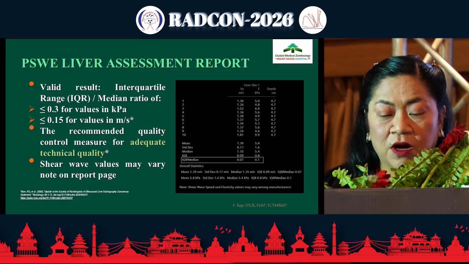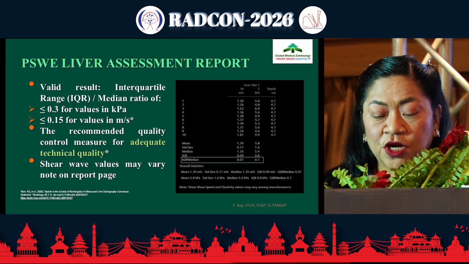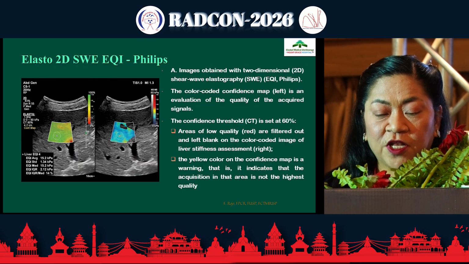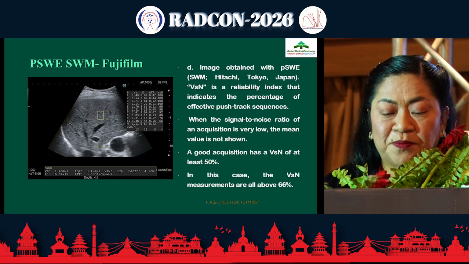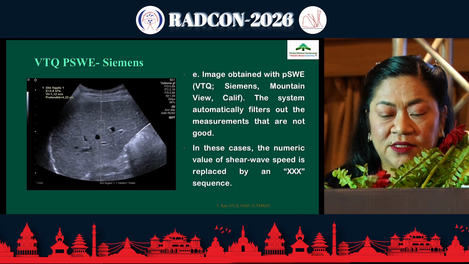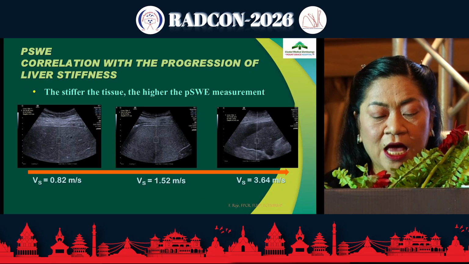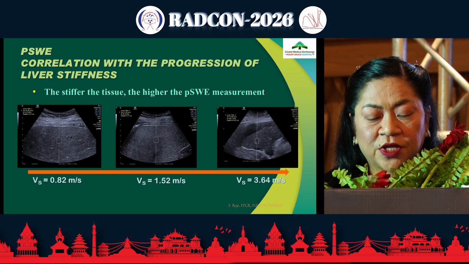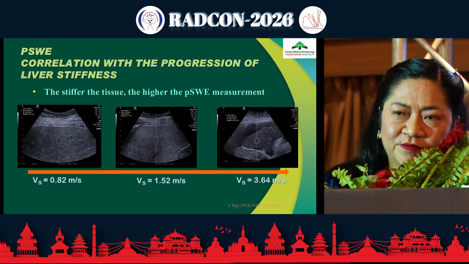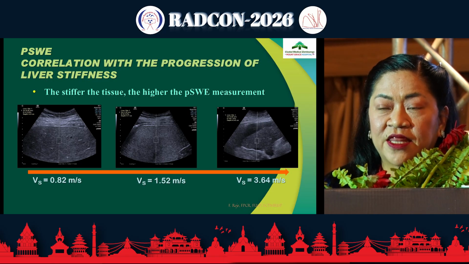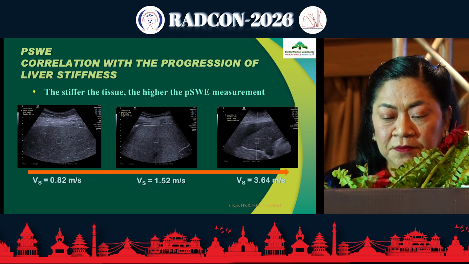So again, here we use shear wave. These are some of the examples. Philips uses this, Mindray too. And for point shear wave, you have Philips, Fuji, Siemens. This is an example: you have 0.82, that's normal; 1.5, starting to have fibrosis; and this is cirrhosis.